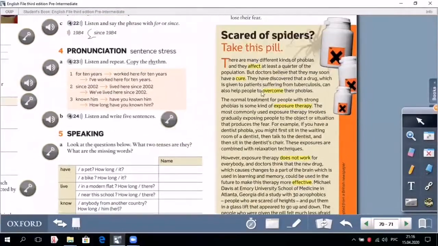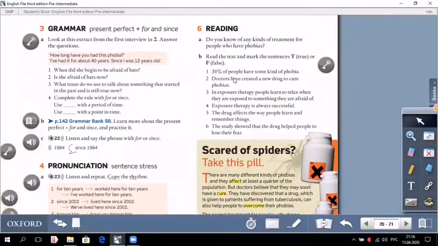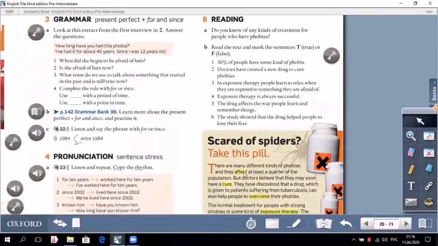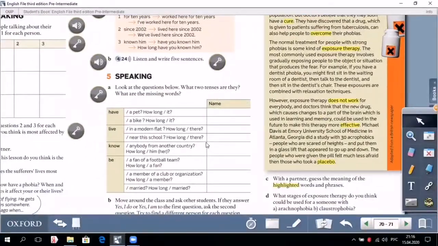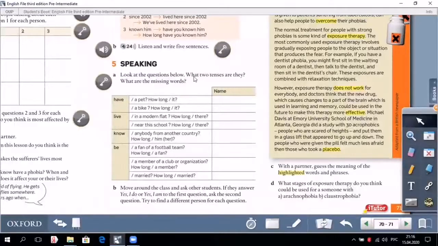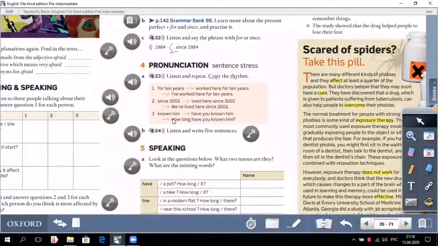After reading this text, you should do this exercise, true or false. Are these sentences true or false according to the text? And for speaking, we have big questions. What two sentences are they? What are the missing words? You should find the missing words here: have, then, how long, have a pet, the learning, name. We should put them in.